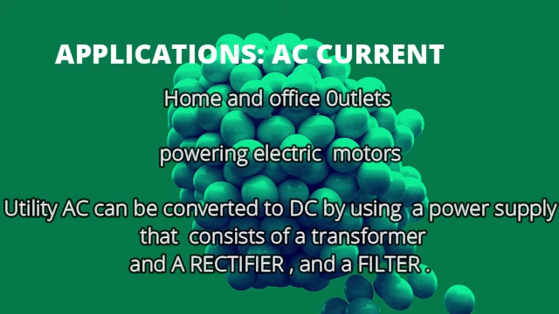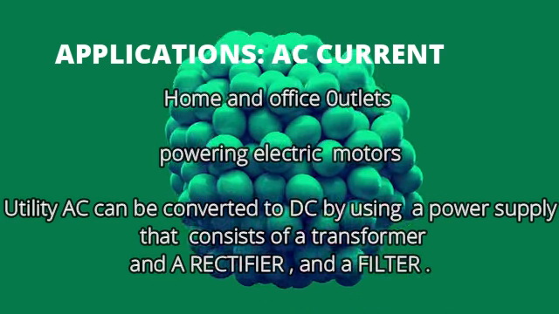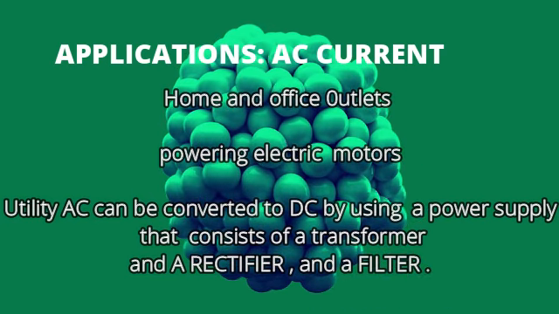AC is also capable of powering electric motors. Motors convert electrical energy into mechanical energy. This is useful for many large appliances like dishwashers, refrigerators, and so on. Utility AC can be converted to DC by using a power supply that consists of a transformer, a rectifier, which prevents the flow of current from reversing, and a filter, which eliminates current pulsations in the output of the rectifier.